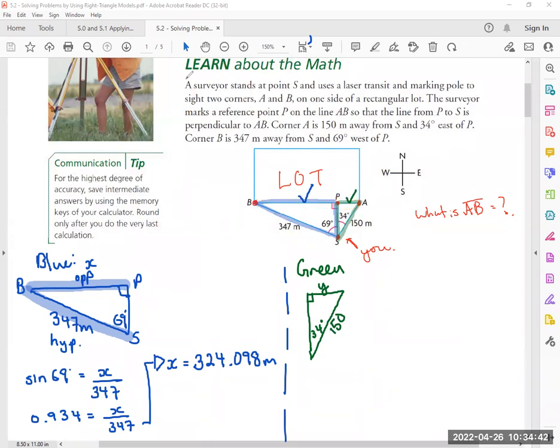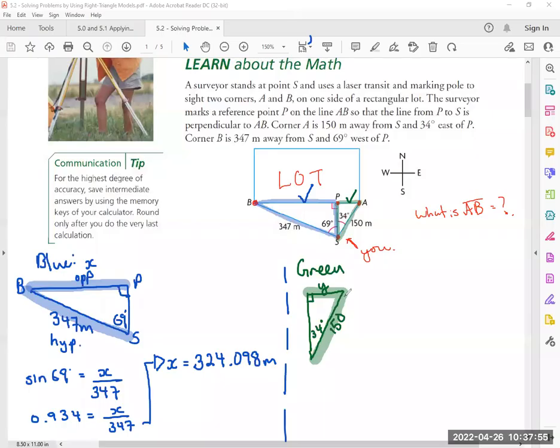Can I give you 3 minutes this time? Try it. Set up opposite, adjacent, hypotenuse, figure out what ratio to use, and solve. I'll at least catch up to where you are.